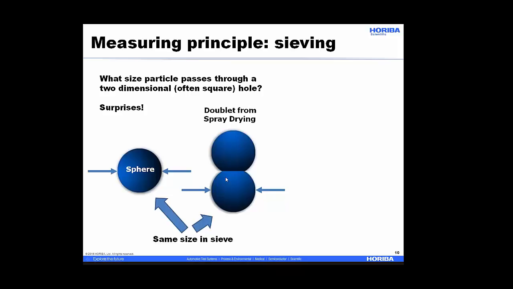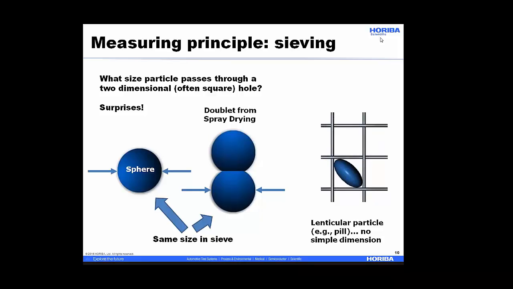But if I have doublets, so if you have spheres and you're spray drying them and two of them glue themselves together because of a process issue, you'll find out that the doublet winds up on the same sieve as the sphere of the same size. So you really can't tell when you have this kind of event in your process. Sometimes you're lucky and it doesn't matter. Sometimes you're not so lucky and it does matter.